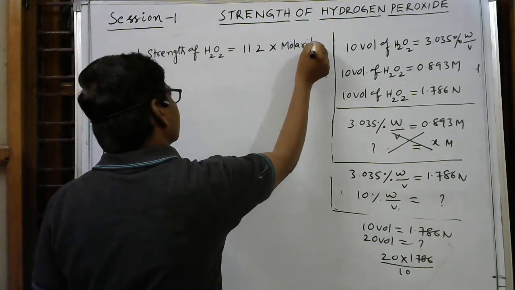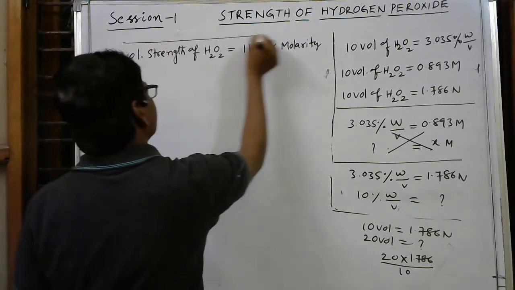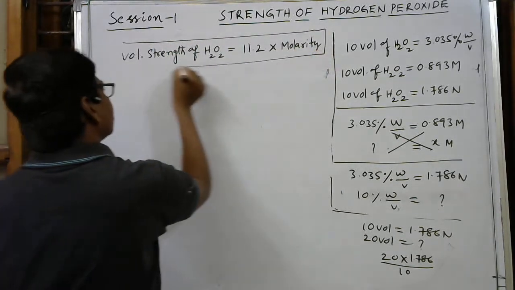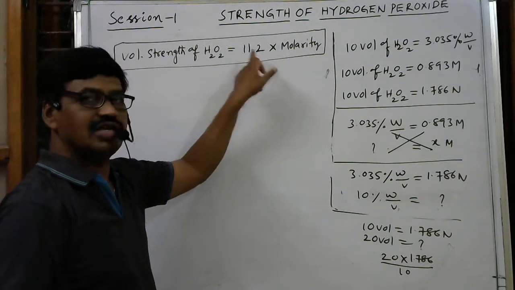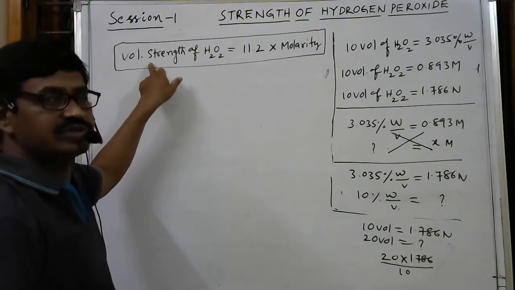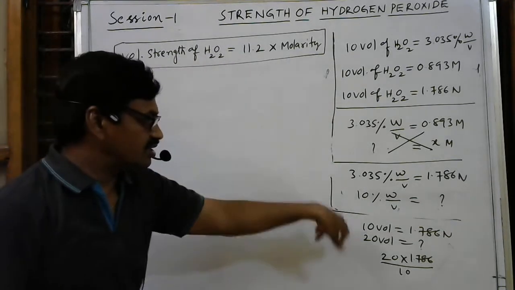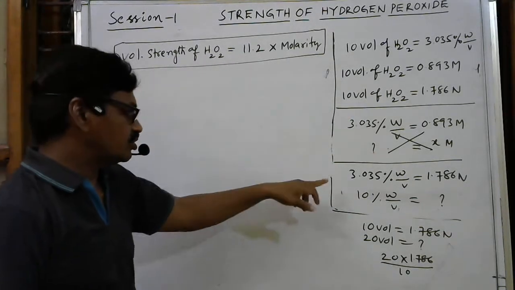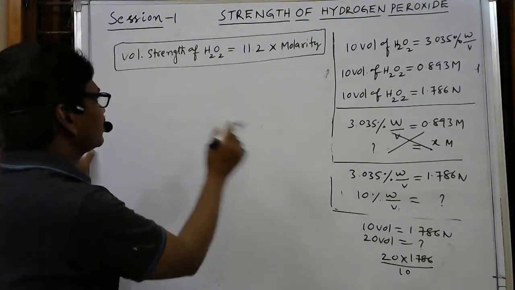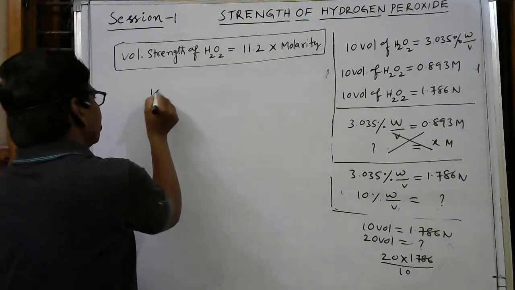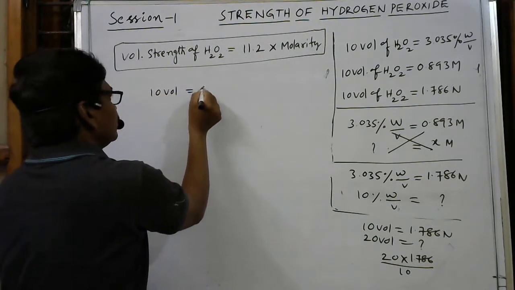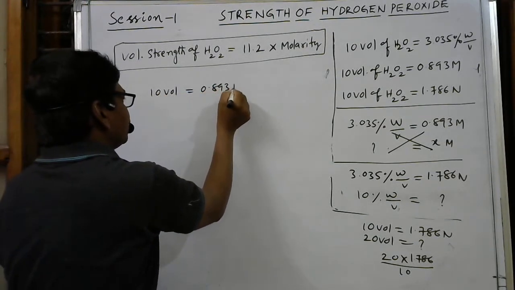Molarity. How did you get this? This is a shortcut. It means if they give some molarity, they are asking about volume strength. That molarity, if you multiply with 11.2, you can get volume strength. By using these conditions also you can get the same thing. So by applying the same thing here, the relation between volume strength and molarity: 10 volumes equal to 0.893 M.